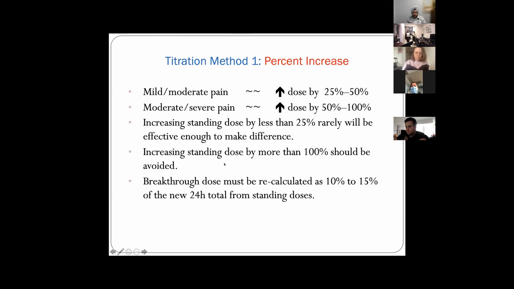So here was the titration method that I shared with you. If it's mild to moderate pain, you increase the dose by 25 to 50%. If it's moderate to severe pain, you increase the dose by 50 to 100%.